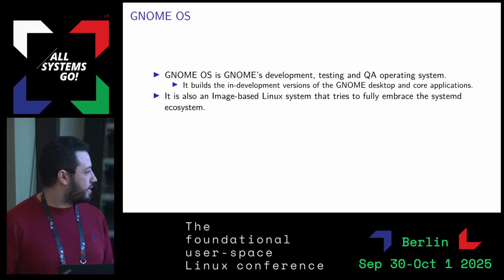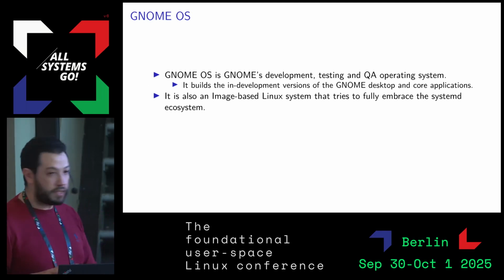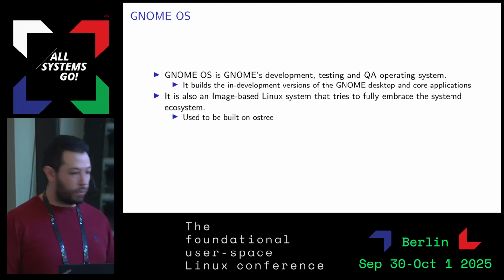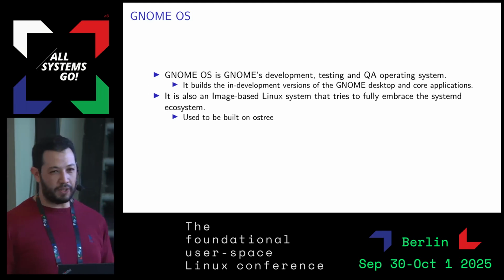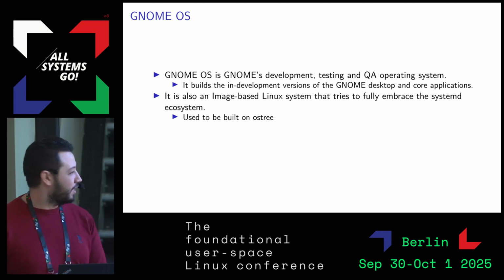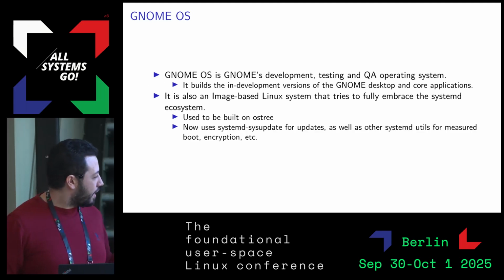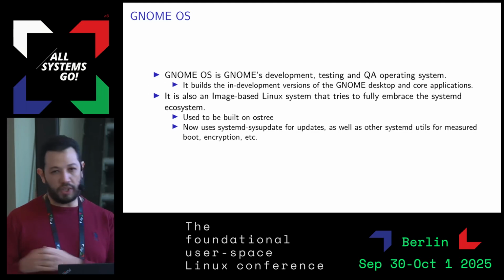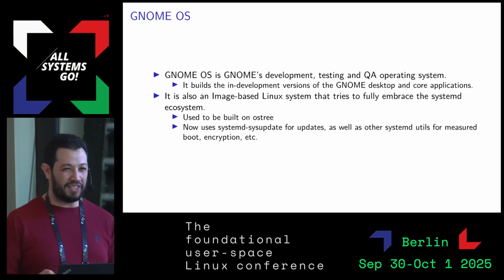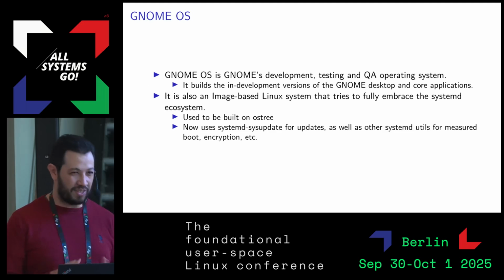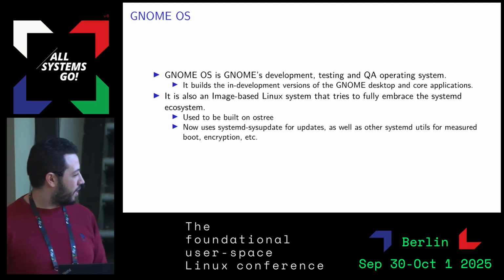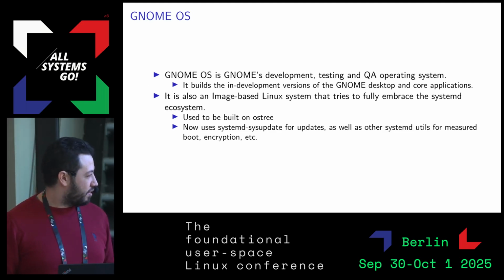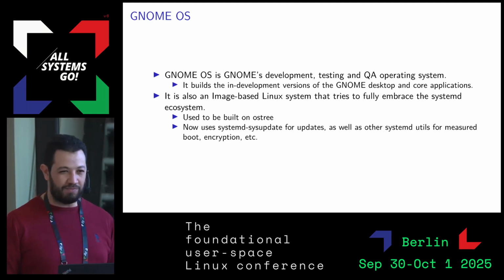It's an image-based system that tries to fully embrace the systemd ecosystem. We used to be based on OSTree at the beginning, especially as it was a continuation or a successor to GNOME Continuous, which is where OSTree was born. But then, mostly 2 years ago at systemd, just after All Systems Go, Valentin hacked the new sysupdate-based GNOME OS, and yeah, the rest is history.